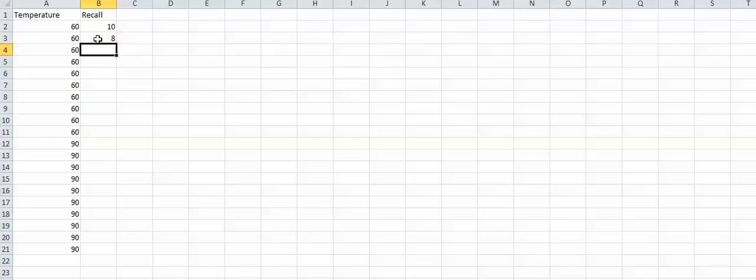And if this person was able to remember 7 items, their recall score would be 7. Maybe this person remembers 8, maybe 7, 6, maybe 8 again. This might be 7. But overall, they're doing pretty well because they're in a room that's only 60 degrees. They're not experiencing a hot temperature.